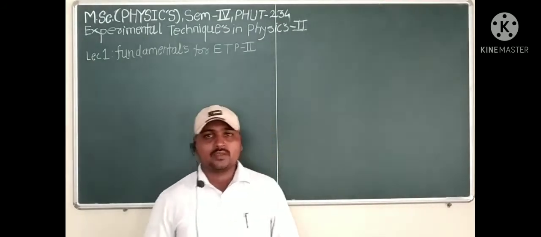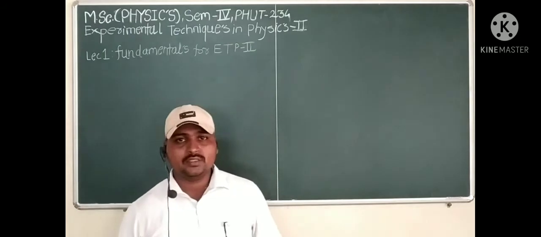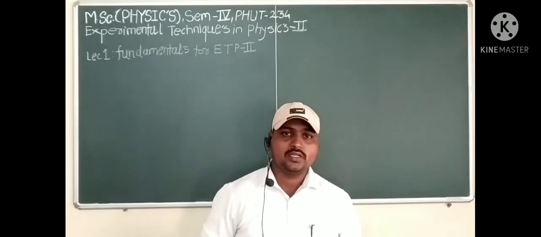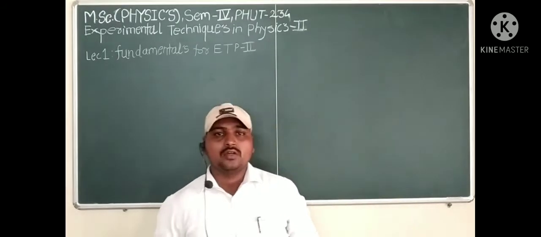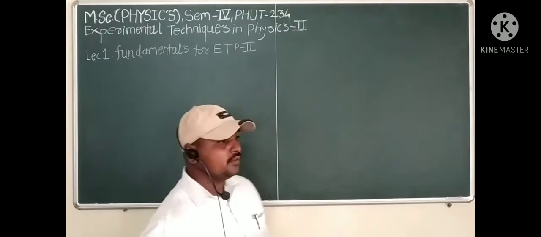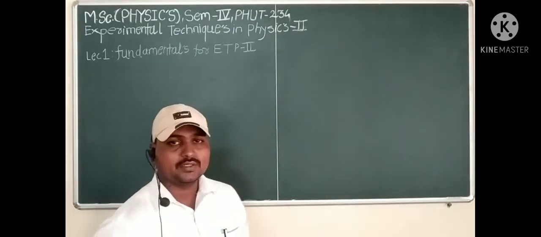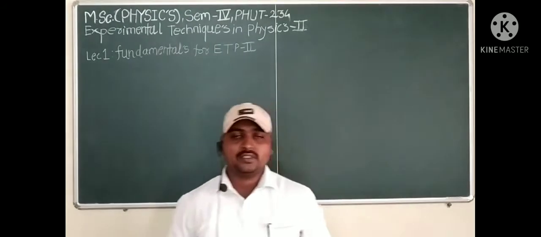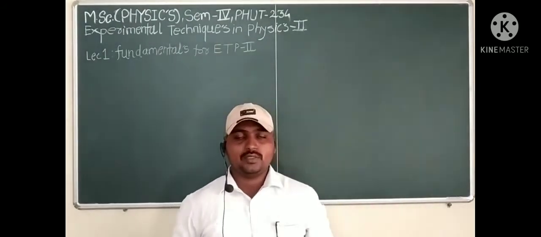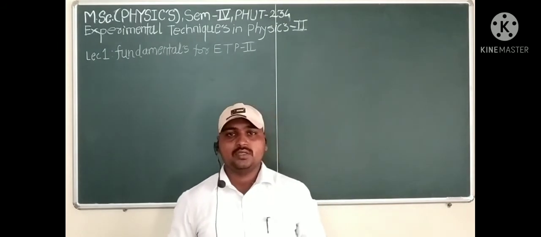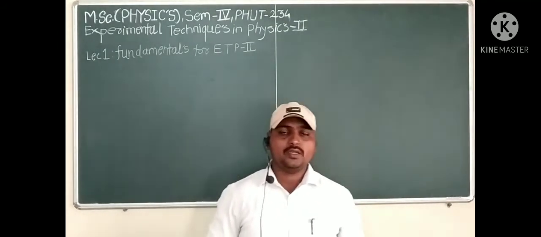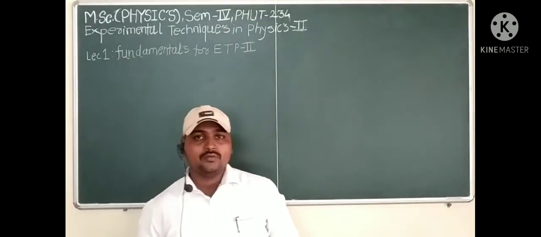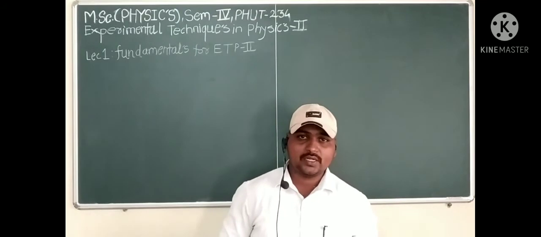And next, we discuss how to characterize the material. For material characterization in physics, we use different types of techniques. Some of those techniques we discuss in this subject. Out of which, the most common techniques are X-ray diffraction, UV visible, IR spectroscopy, Raman spectroscopy, and neutron diffraction. So, first we discuss the electromagnetic spectrum.